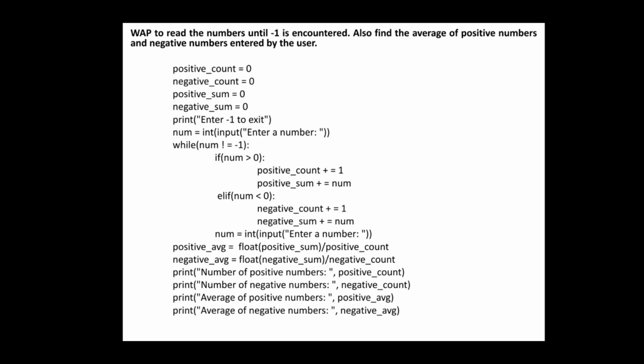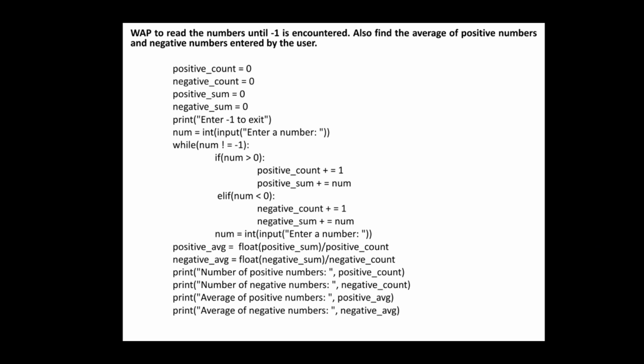Now from the user we ask a number, and this time we put -8. Now -8 not equal to -1. This is true. Now -8 greater than 0, false. Now num less than 0, that is -8 less than 0. This is true. So negative count is incremented from 1 plus 1, that is equal to 2, and negative sum equal to -7 plus -8, that is equal to -15.